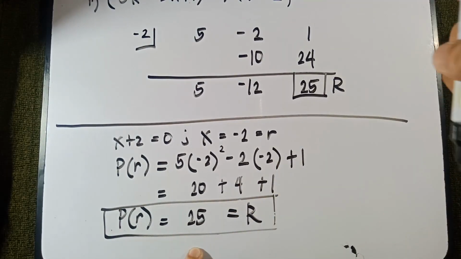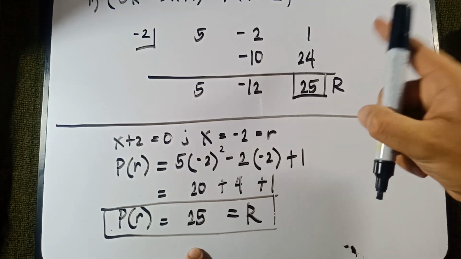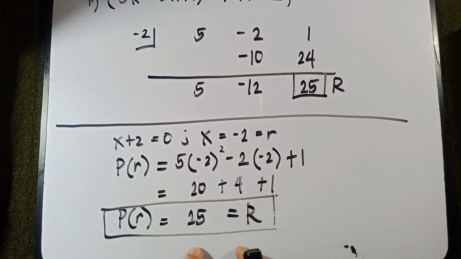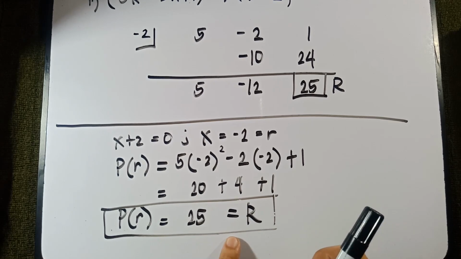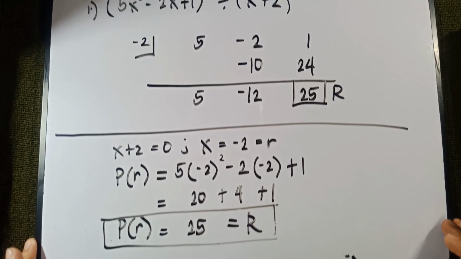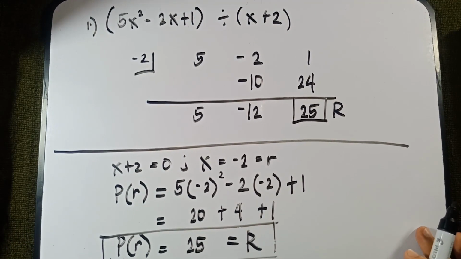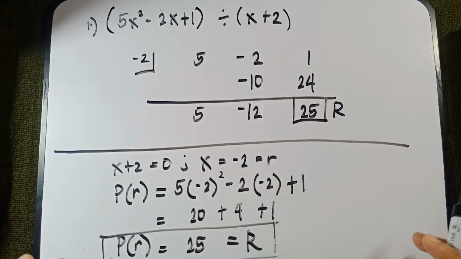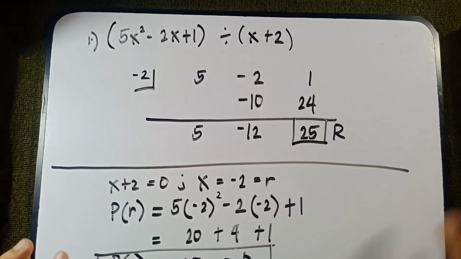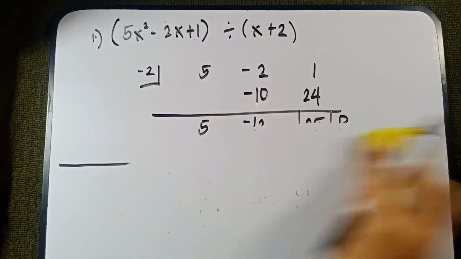Etong unang method natin is by using synthetic division. Then, yung pangalawa is using the calculation of P of R. So, kapag nakuha mo na yung value ng P of R, yun na yung remainder natin. Right? So, paano natin nakuha yung P of R again? Sinubstitute lang natin yung value ng R dun sa mga X dun sa ating polynomial. Let us have another example in remainder theorem.